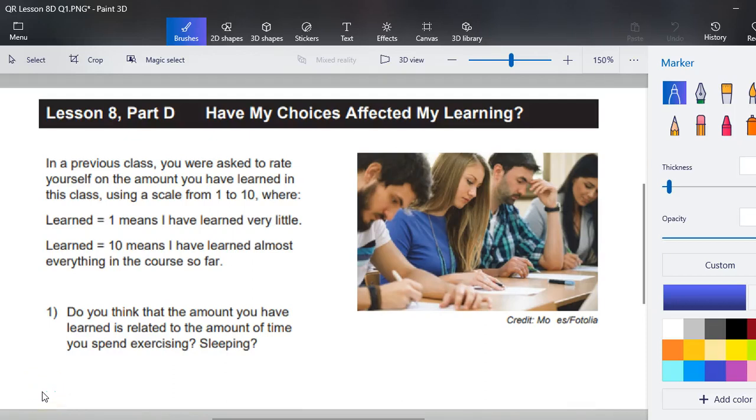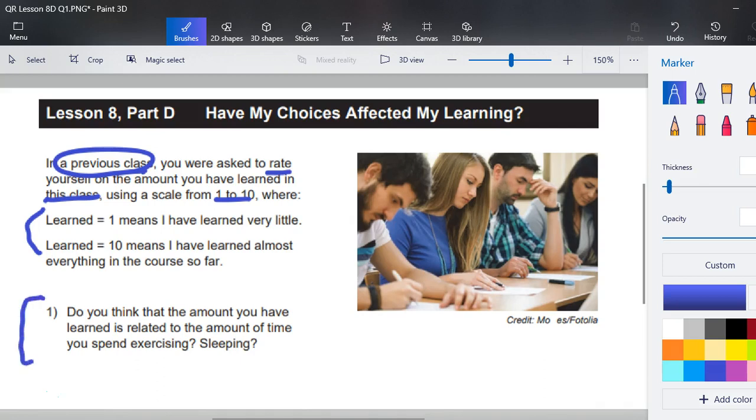Welcome back. We're now at lesson 8D. In a previous class, and actually it was in an email, I asked you to submit your rating of yourself on the amount that you have learned in this class from 1 to 10. Whether you've learned 1 or up to a 10, somewhere in between, I asked you to be honest, and I got answers from some of you, and that's what we're going to use for today.